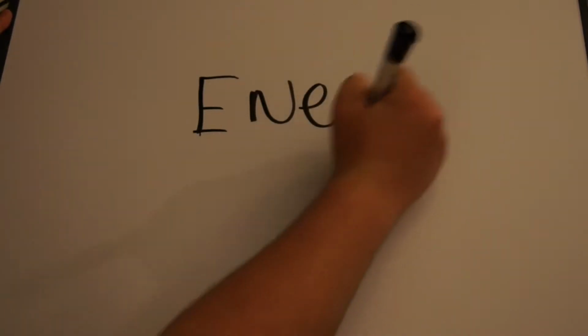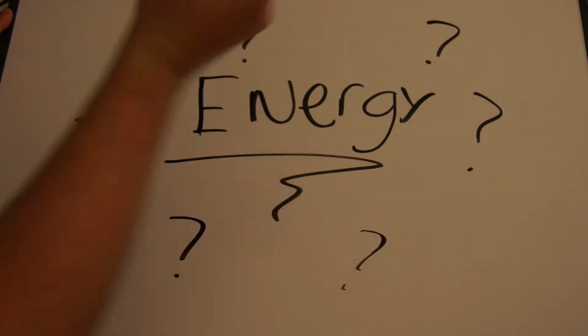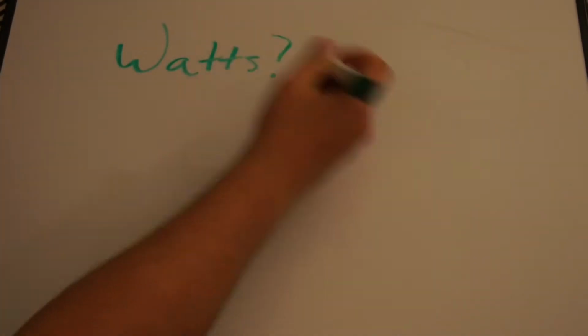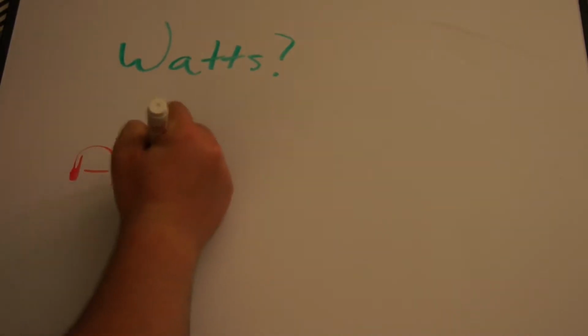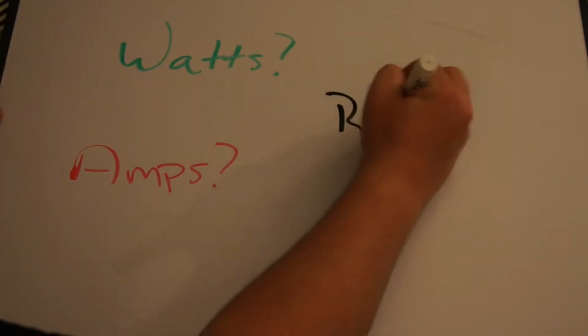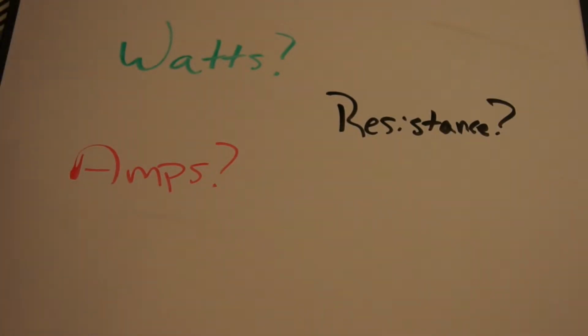Let's talk about energy. What is it? And how does it work? How is it measured? And what does it all mean? I'll be discussing this in the next few clips over some poorly drawn whiteboard noodles. There are 4 major ways to describe energy: watts, amps, then we have resistance, and finally we have volts.